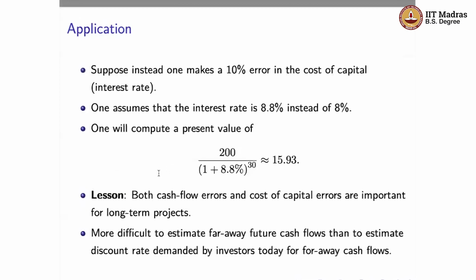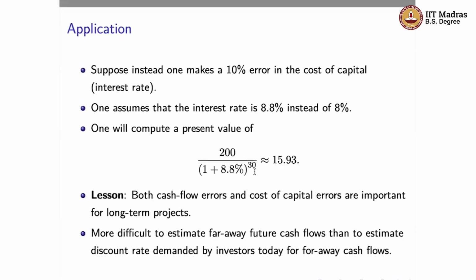So the lesson is that if you have long-term projects, both cash flow errors and cost of capital errors are important, right? Cash flow errors for the same reason as before, but cost of capital errors are now compounded because you are, for instance, here taking it to the power of 30, right?